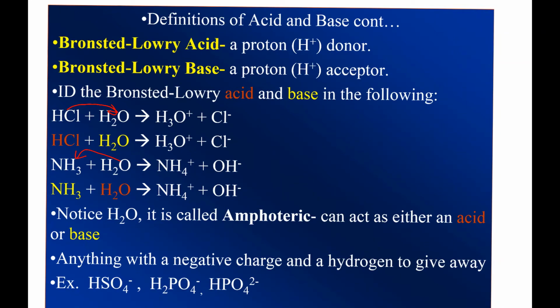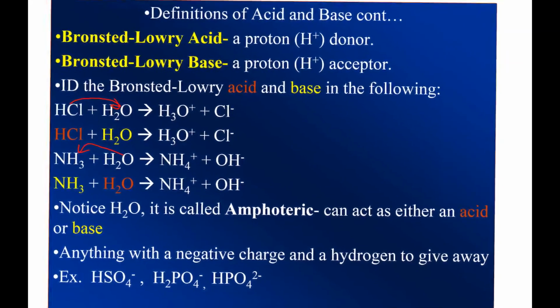So when would it act as an acid? Well, it would act as an acid in this instance when it's with a stronger base, such as ammonia. It would act as a base when it's with a strong acid, such as HCl. All right, how do you find something that's amphoteric? We're going to go with this definition.